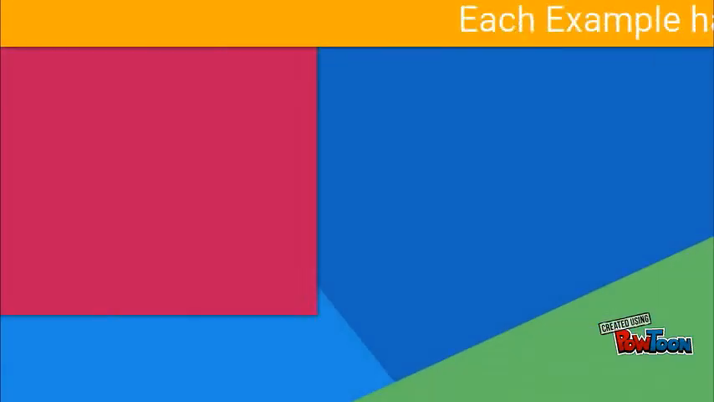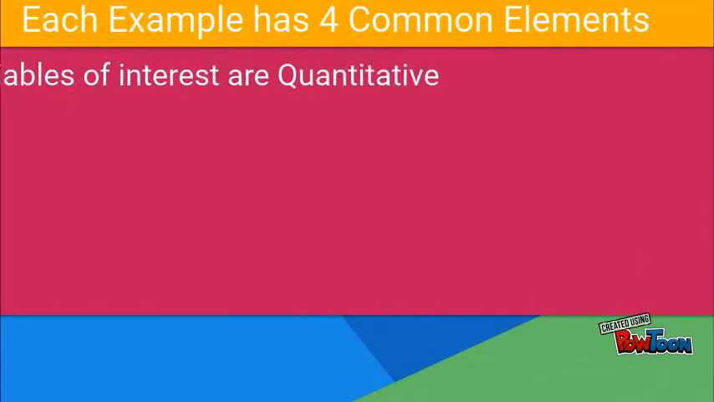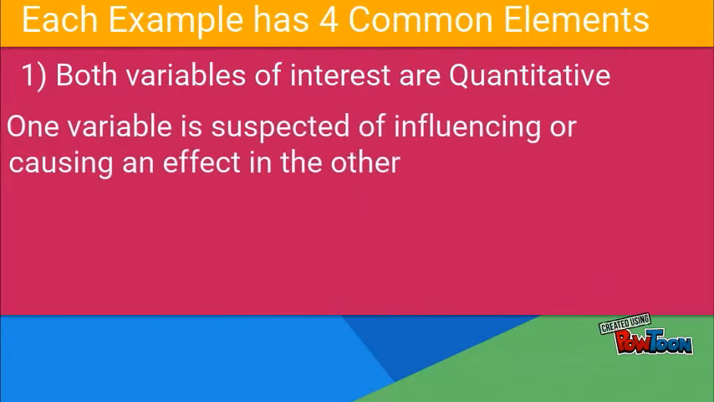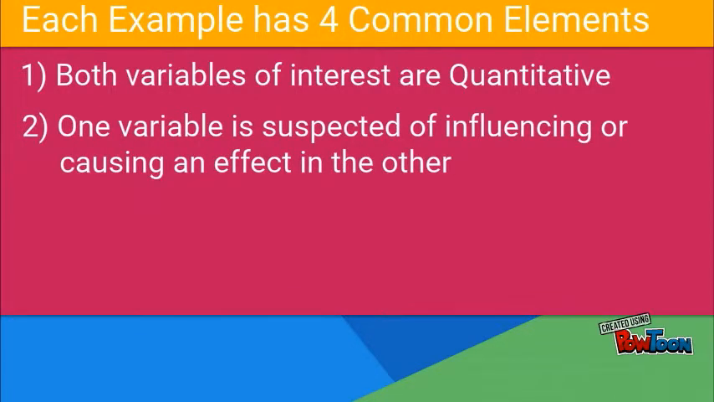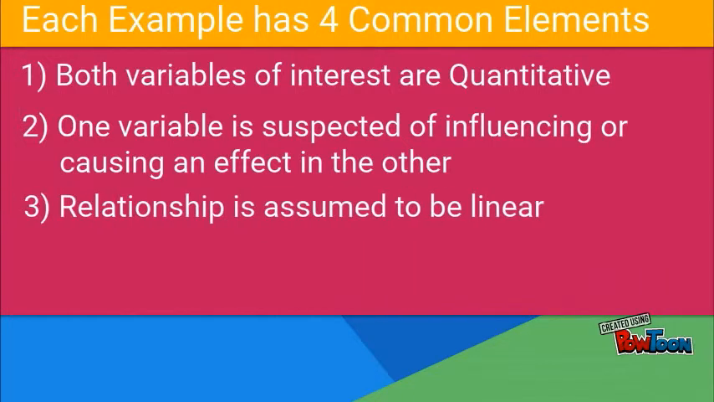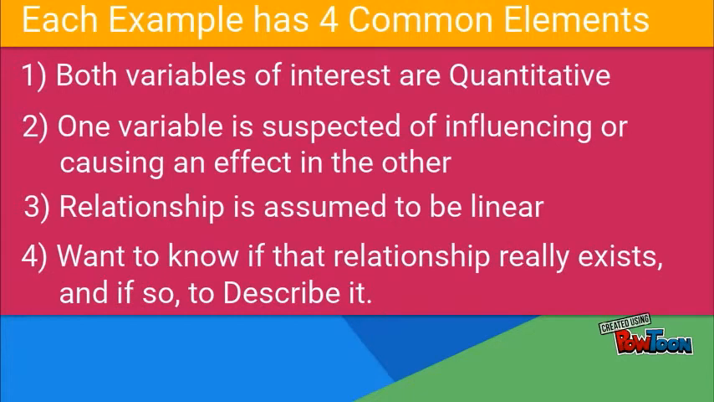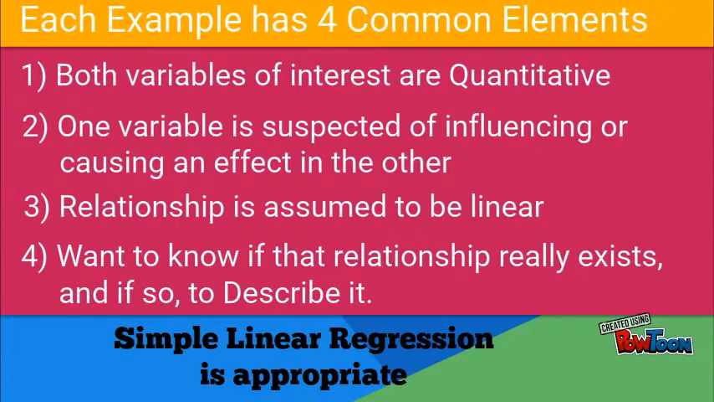In each of these examples, there are four common elements. First, both variables are quantitative. Second, there is one variable that is suspected of influencing or causing an effect in the other. Third, the relationship is assumed to be linear in nature. And fourth, you want to know if the relationship exists, and if so, to describe it. When these four qualities are present, simple linear regression is appropriate.